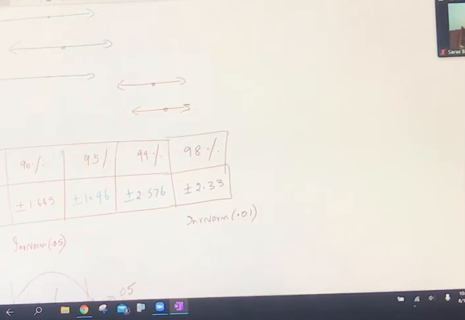And you can also get another number. Suppose it is 96%, then you are left with 4%, so inverse norm 0.02. That's going to give you the number. You can move the cursor up and change 0.01 to 0.02. So it's going to be plus or minus 2.0537, something like that.